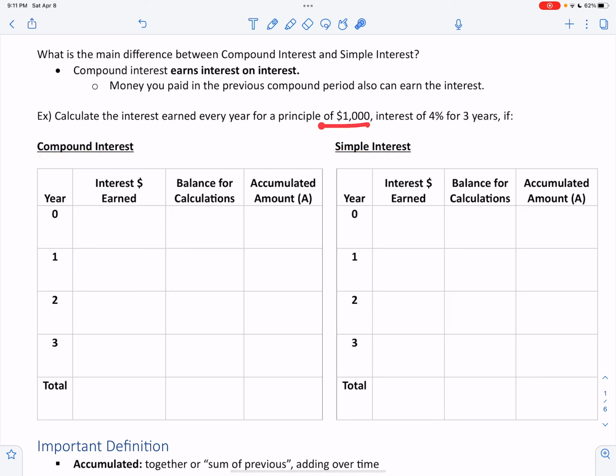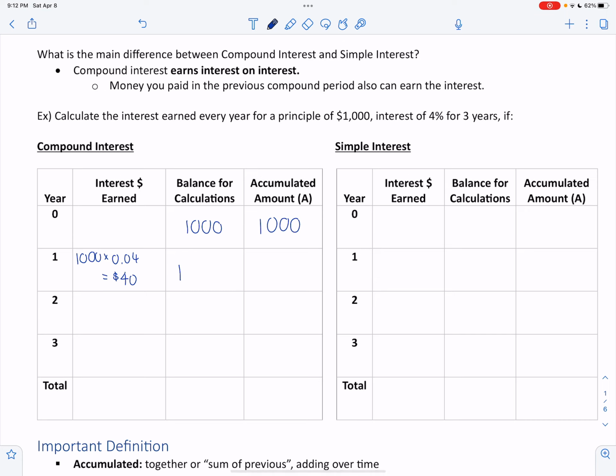So we start with a $1,000 principal, 4%, for 3 years. I am calculating these numbers on the fly, so you might hear me punching into the calculator. So let's start with the compound interest. How do we get interest earned? For the 0th year, our starting point, we have $1,000. Our accumulated amount is interest plus balance, so we have $1,000. The first year, we're going to do $1,000 multiplied by 0.04. So that is $40.